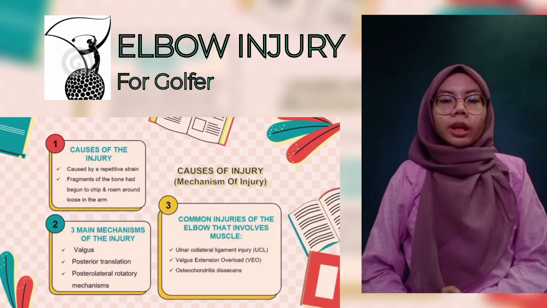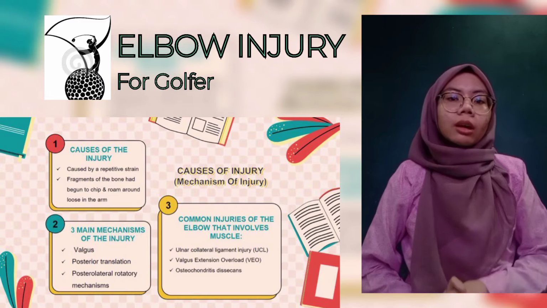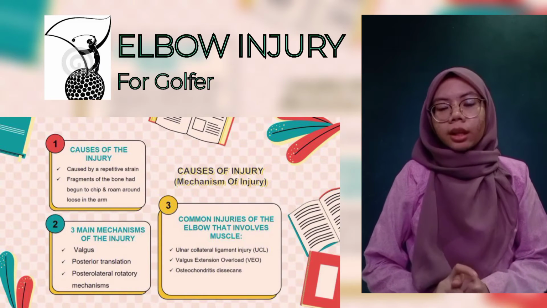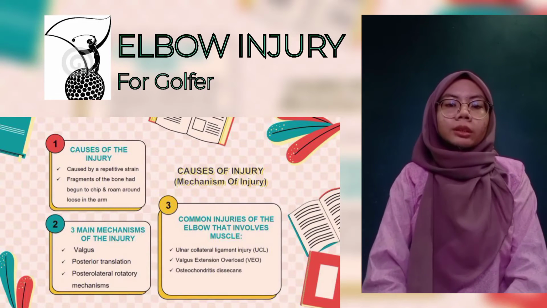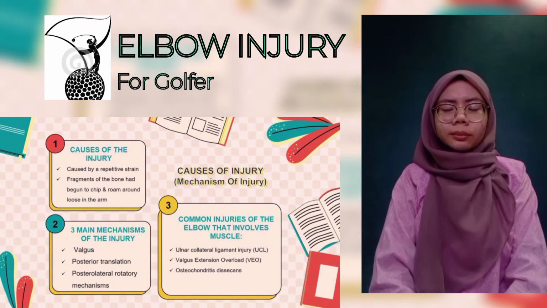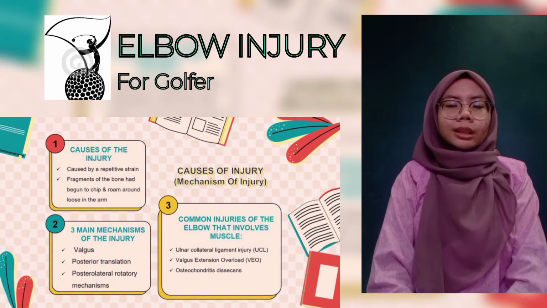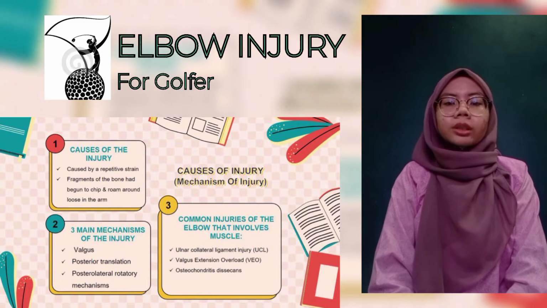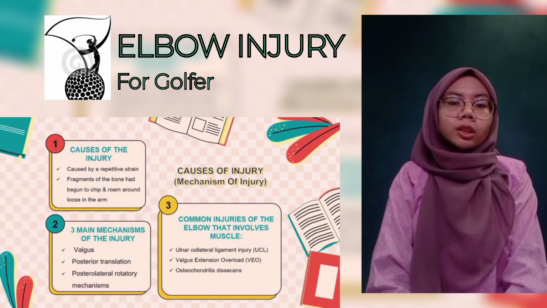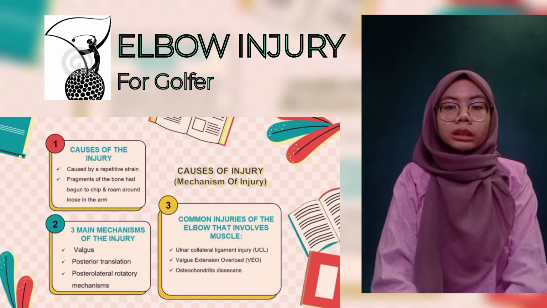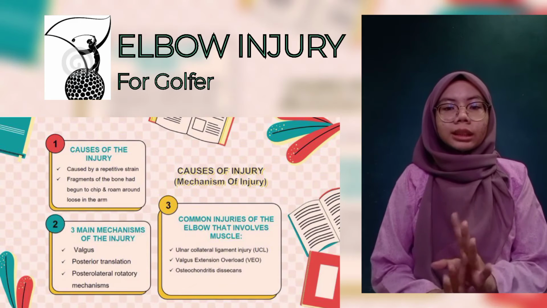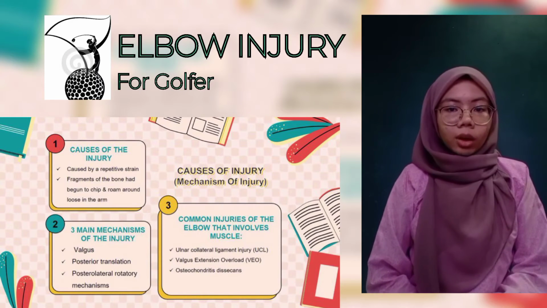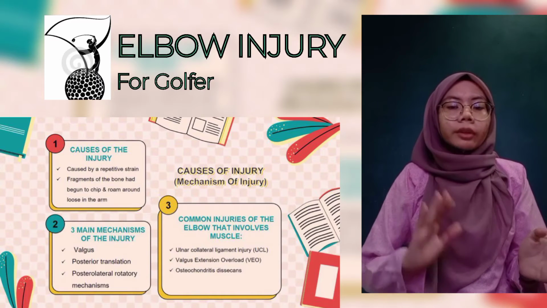Next, common injuries of the elbow that involve muscle, such as ulnar collateral ligament injury, known as UCL, occur often because of the repeated stress from overhead movement. The next one is valgus extension overload, also known as VEO or thrower's arm, which happens when the elbow is overused. Last but not least, osteochondritis dissecans, also known as OCD. It is a disorder of articular cartilage and subchondral bone. This is the same as UCL because it involves repetitive stress from overhead movement.